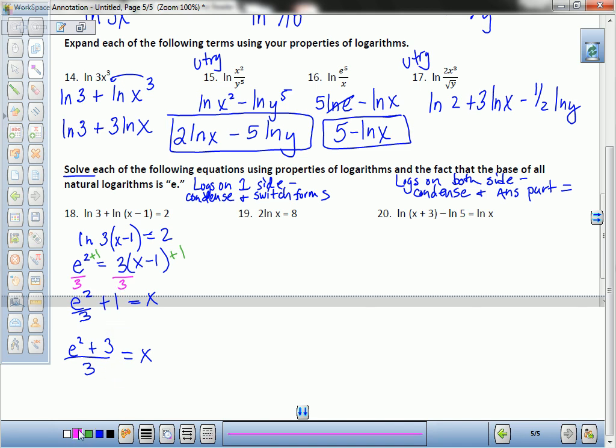Okay, number 19. We could bring this 2 up, but do you notice that the other side divides by 2? So I'm going to choose the easiest way, which is to go ahead and divide by that 2. And now I have natural log of x equals 4. So e to the 4th equals x.